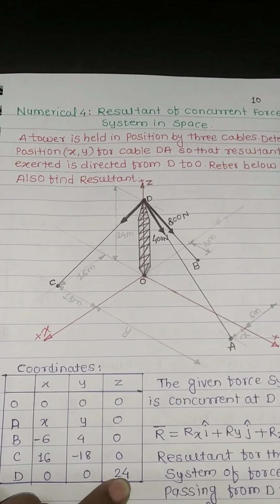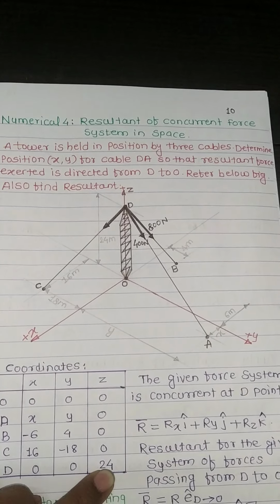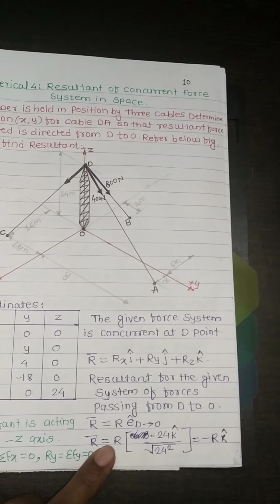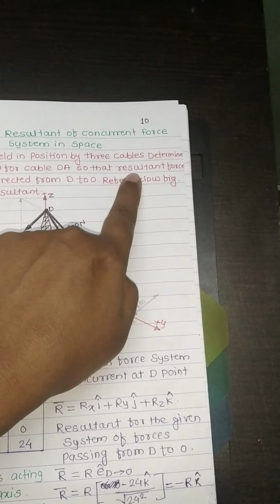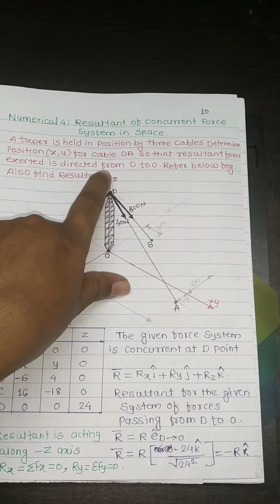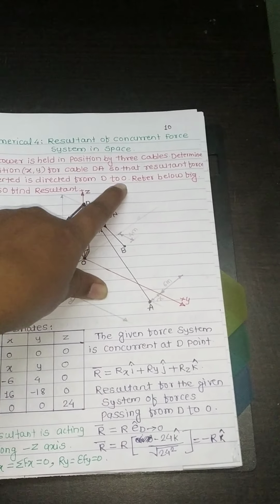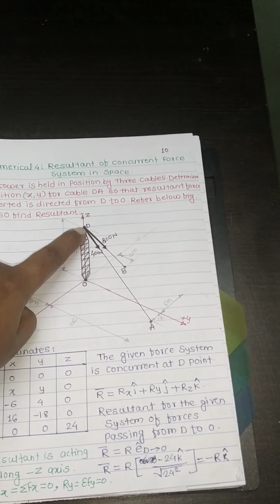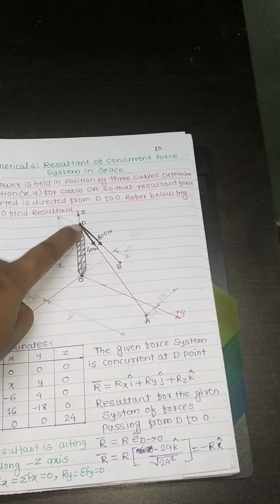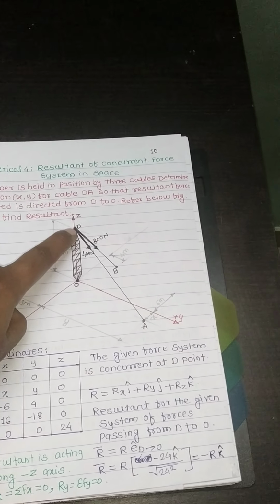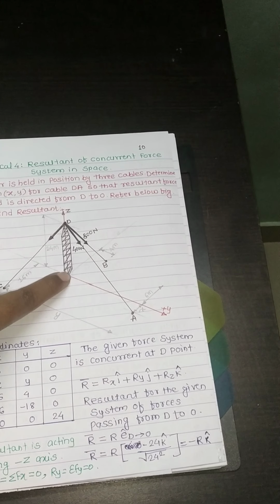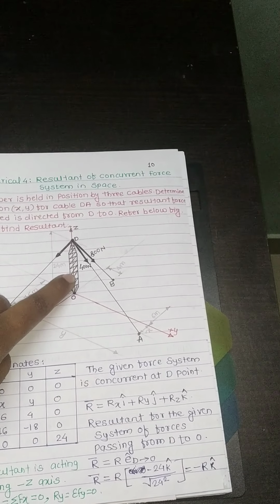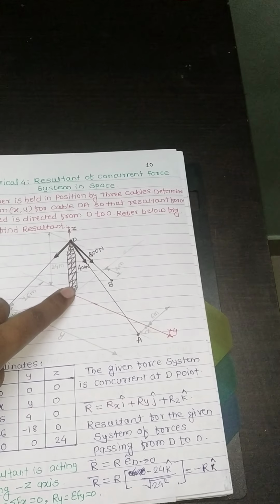I hope you have understood how to find out the coordinates for a given force system. Let us see that the question says the resultant force exerted is directed from point D to O. It means that the system is concurrent at point D and the resultant for the entire system, when the cables are attached at point D, is passing through point D. The resultant passing from point D towards O means that a directional vector is given for the resultant force. A directional vector as a resultant is defined from D towards O.